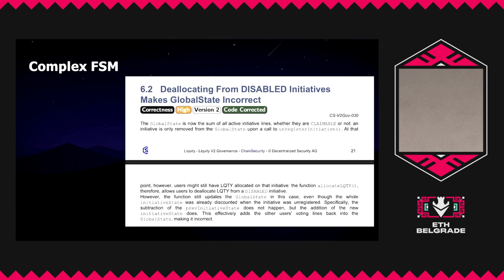We also have another issue tied to the finite state machine, where deallocating from a disabled initiative would effectively break the global state accounting property. These tend to be somewhat semantic, because at the end of the day, whether you should count or not count an initiative or its votes is not particularly relevant. However, what's relevant is that these types of inconsistencies can compound, and they can also be solved fairly elegantly. So in general, whenever you have this type of bug or report, you want to address it by changing the design of your smart contract, which is what we did.